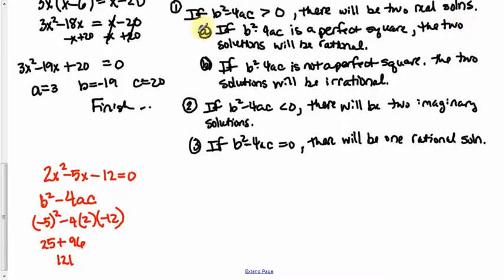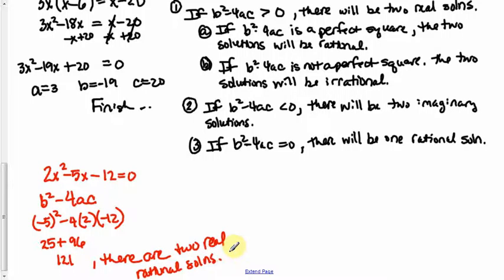Now I have to decide, is it A or is it B? If b squared minus 4ac is a perfect square, the two solutions will be rational. If it's not a perfect square, they will be irrational. Is 121 a perfect square? What's the square root of 121? 11. It is a perfect square. So there are two real, rational solutions.